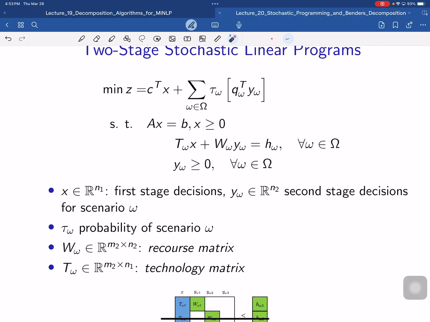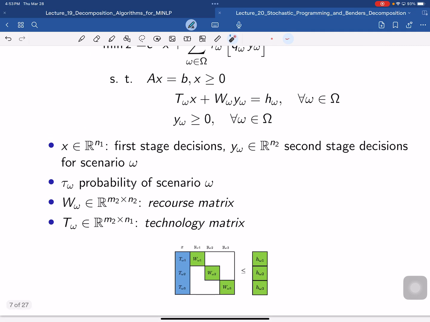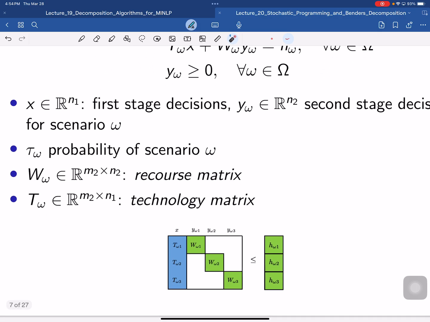You don't need to remember all those jargons, but let's just assume the first and second stage are all linear constraints. Any questions so far? Then, if you look at the structure of this problem, it's exactly the same structure I told you at the beginning of this lecture. If you can fix the first stage variables, then the rest of the problem can be decomposed by scenario. Each scenario is independent once you fix the x variables. That's why I keep saying that x is the so-called complicating variables in these types of problems.